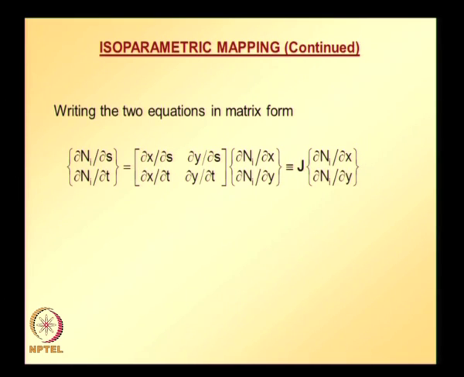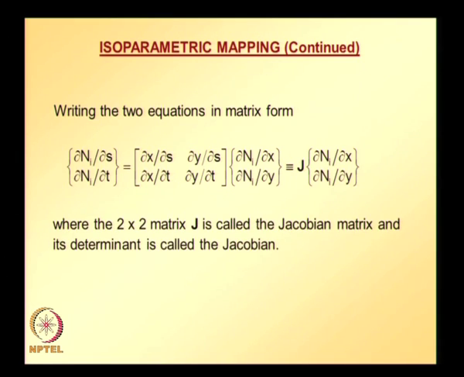For two dimensional elements, the Jacobian becomes a matrix, that is why J is written in matrix notation, that is bold letter, where the 2 by 2 matrix J is called the Jacobian matrix and its determinant is called the Jacobian. We have this relation: if we know the derivatives of shape function with respect to s and t, we can easily find the derivative of shape function with respect to x and y and vice versa.